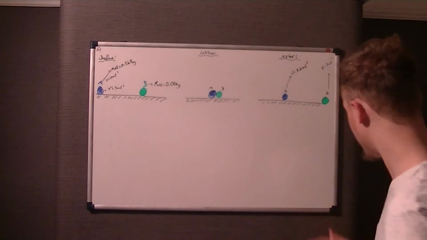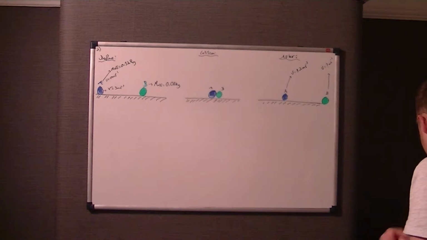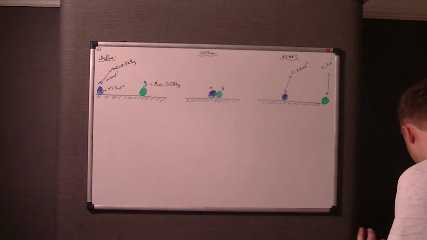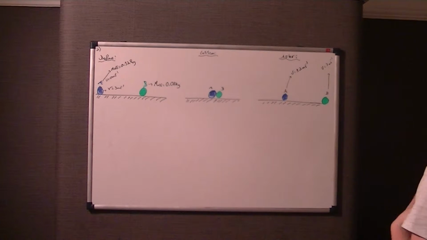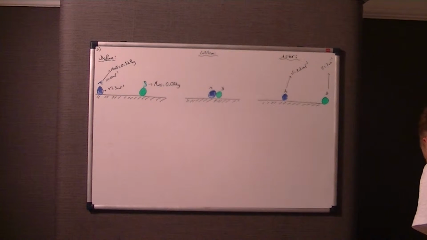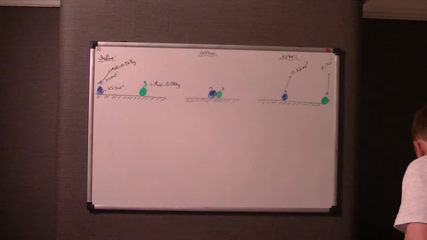The first question just asks us to work out the magnitude of this impulse, stating clearly the units in which your answer is given. So in essence, it's asking us to work out the change in momentum of A, because we know that impulse is the change in momentum.